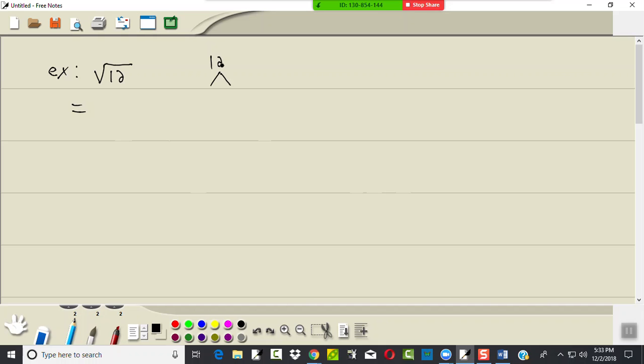If I look at the prime factorization, remember your primes are 2, 3, 5, 7, 11, sometimes 13. Those encompass 95% of your problems in algebra. I start my first prime, which is 2, and ask myself if 12 is divisible by 2, and it is. 2 times 6. 2's prime, so I circle it. I'm still on my first prime, which is 2, and it's divisible by 2. 2 times 3. 2's prime, so I circle it, and 3's prime, so I circle it. So prime factorization of this will be 2 times 2 times 3.